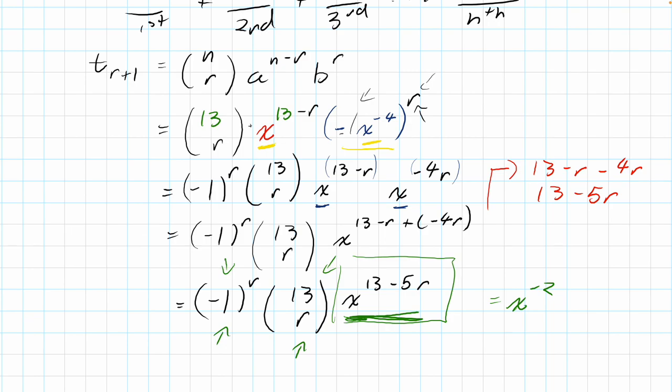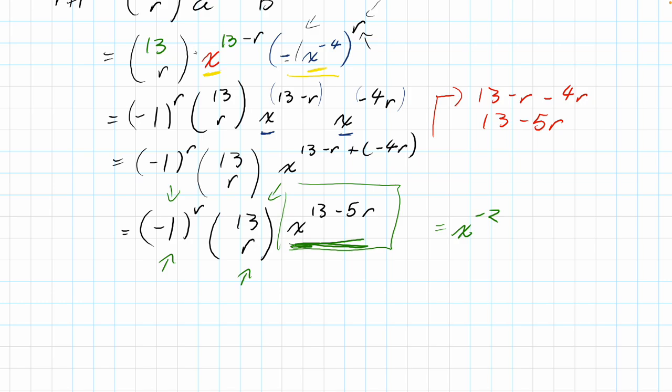So we're actually going to build a second formula out of here. And it's essentially this concept. We're going to put these two together. We're going to make this its own equation. So we're going to call this x to the power of 13 minus 5r is equal to x minus 2.